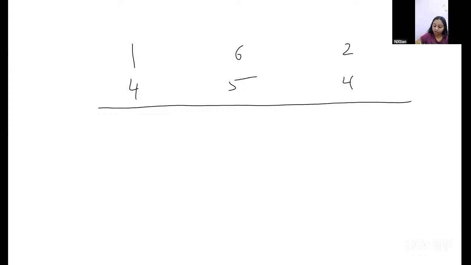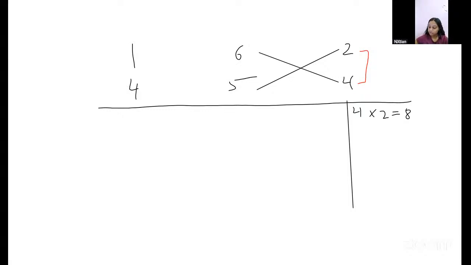Step 1, we will multiply up and down. So 4 into 2, 8. Okay. Next step, we will cross multiply 5 and 2, 6 and 4. Add the answers. So 5 into 2, 10. And 6 into 4, how much? 24. Add them. 34.